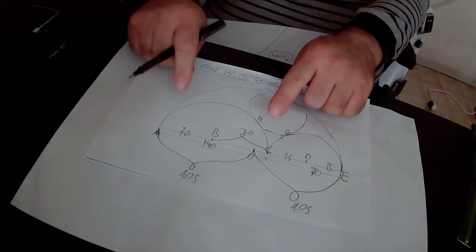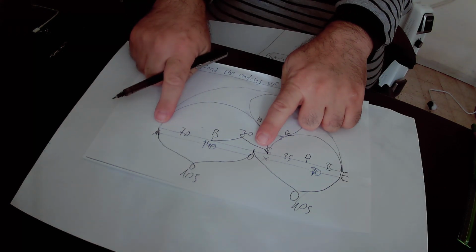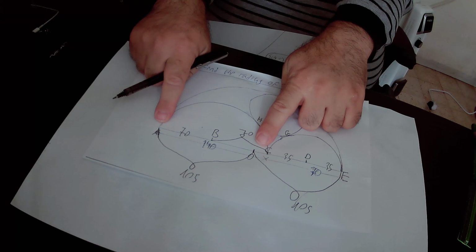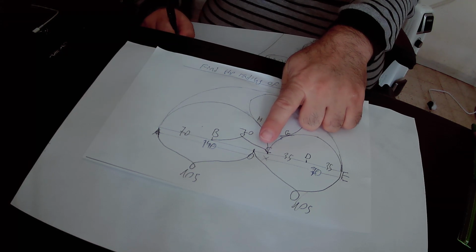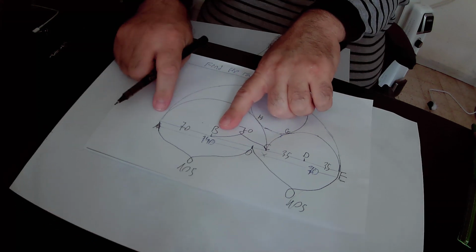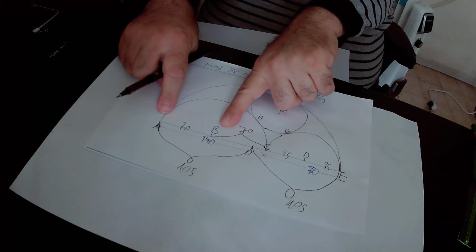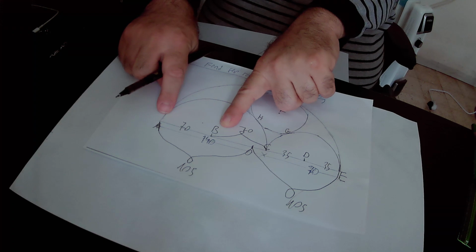equals OA, the radius of the biggest semicircle, that is equal to 105 units, so we substitute OA by 105 minus BA. BA is the radius of this semicircle, that is equal to 70 units, so we substitute BA by 70.